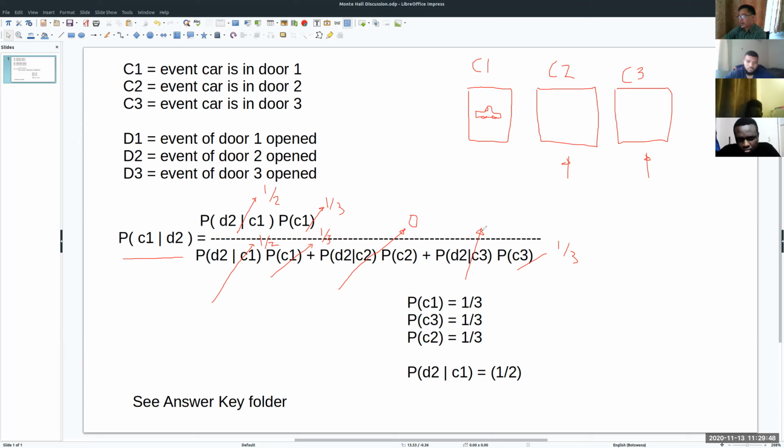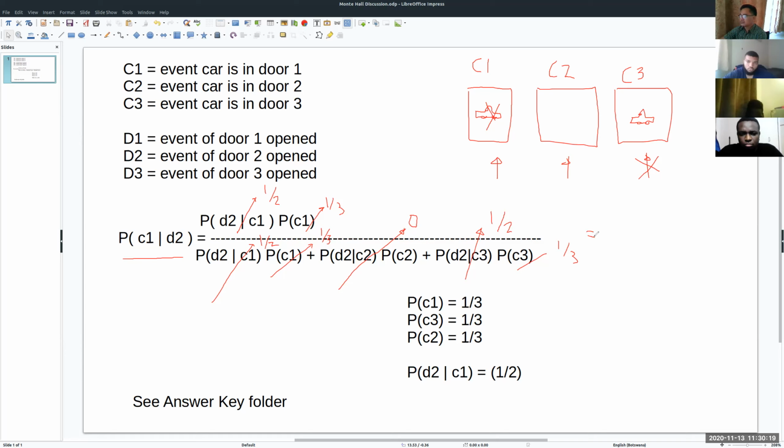Given that the car is in door 3, what's the probability of opening C2? Again, it's 1/2, because if that is the case, there are two other possibilities now. It's either open C1 or C2. That's 1/2.